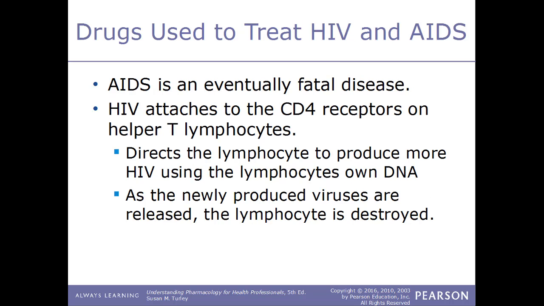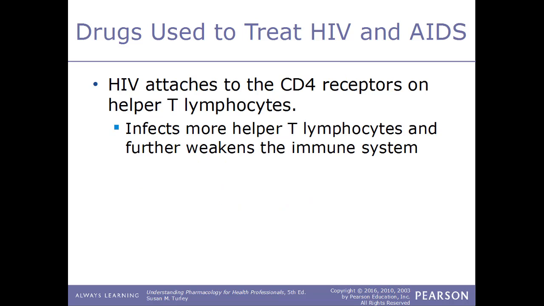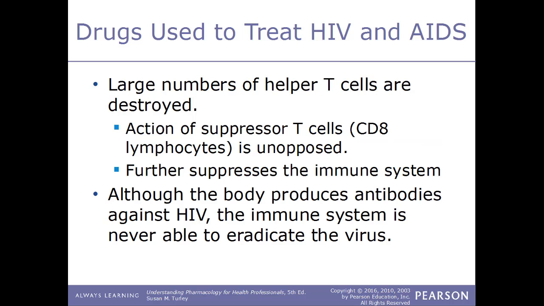Alright, now we'll move on to drugs that are used to treat HIV and AIDS. Now, AIDS is eventually a fatal disease, and the HIV virus will attach to the CD4 receptors on helper T lymphocytes, and this will direct the lymphocyte to produce more HIV using the lymphocyte's own DNA. And as the newly produced viruses are released, the lymphocyte is destroyed. These newly released viruses will go on to infect more helper T lymphocytes, which will further weaken the immune system. So as this cycle continues, larger numbers of helper T cells are destroyed.